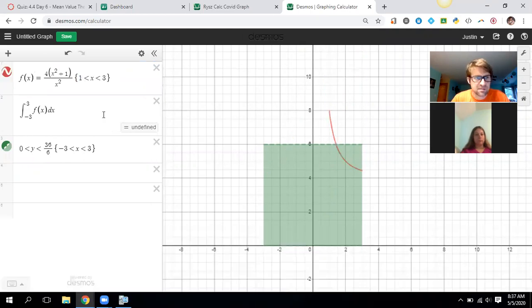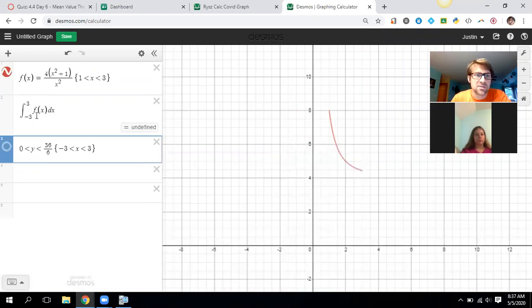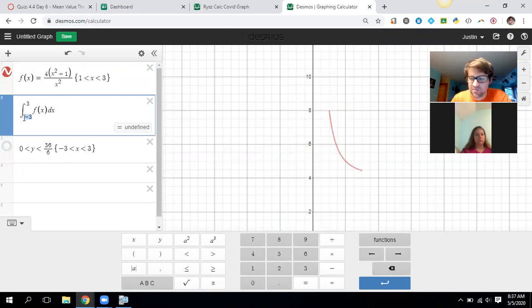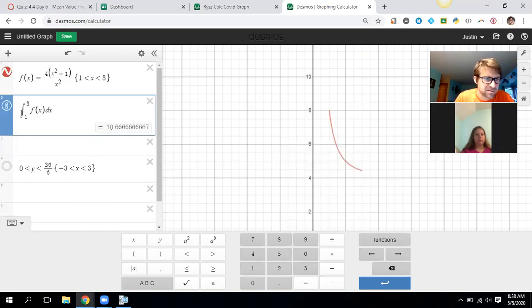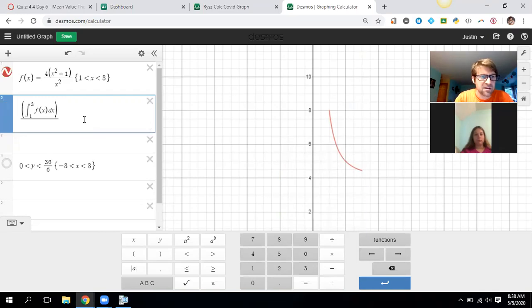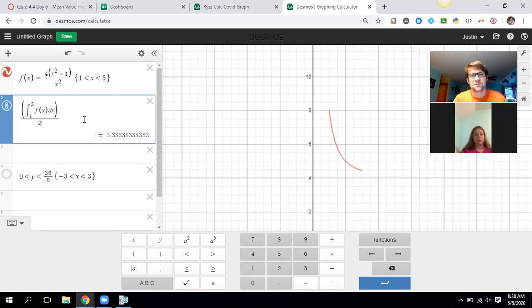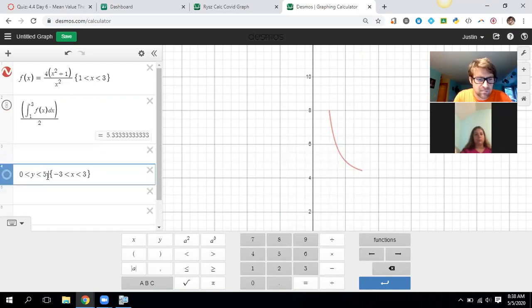All right, so we just have this. Turn that off. Okay, so we want to find the integral, not from negative. We want it from 1 to 3 of f of x. So we get 10.6 repeating. I wonder if I can do this. Can I put this whole thing in parentheses? Sorry, I'm messing around with something as we do this. And then I'm going to divide that by 2. All right, so we get 5.333333. We could math enter that, but I'm just going to type this into Desmos a bunch of times.